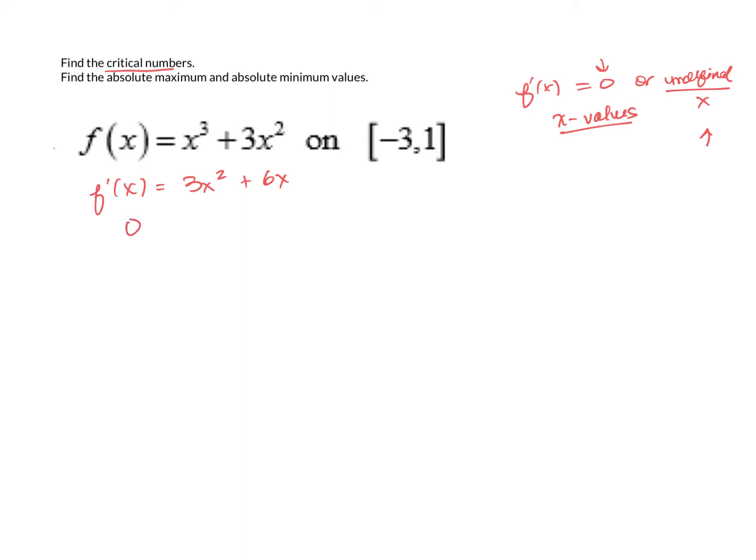So we're going to find where this function equals 0. So 3x squared plus 6x. To do this, we're going to factor out a 3x, leaving x plus 2. And that means our possible critical numbers are going to be when x is 0 or negative 2. So these are our critical numbers.